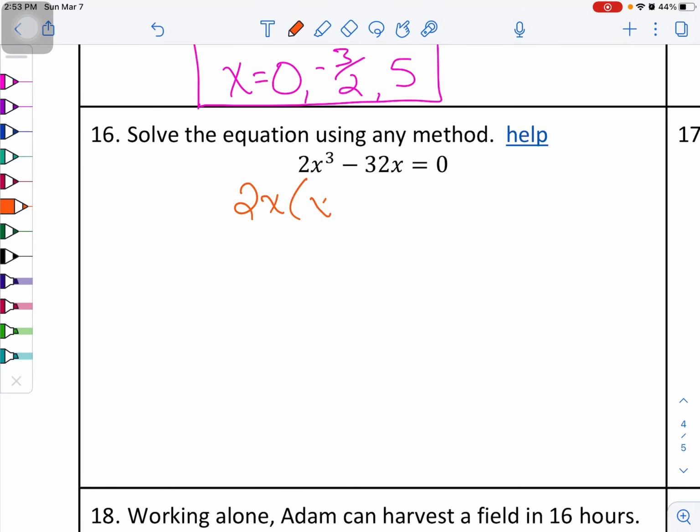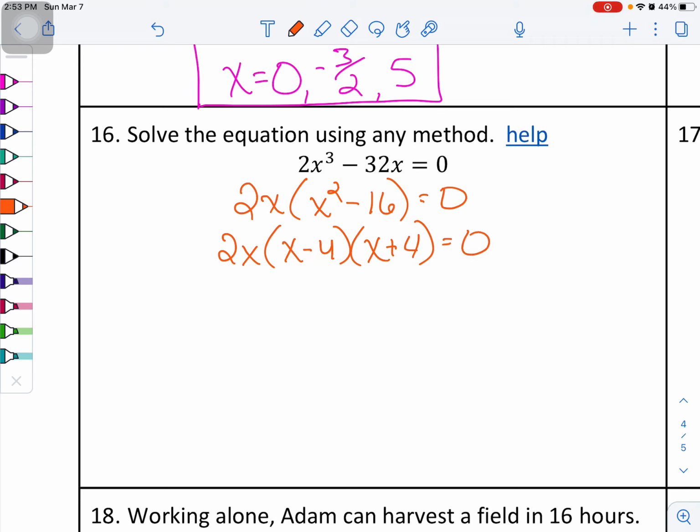Solve the equation using any method. All right, so it's set equal to 0, which is nice. I would like to factor this. So I'm going to factor out a common GCF of 2x. So it's going to be x squared minus 16 equals 0. x squared minus 16 is that difference of perfect squares again. So I'm going to go ahead and further factor that into (x minus 4)(x plus 4).